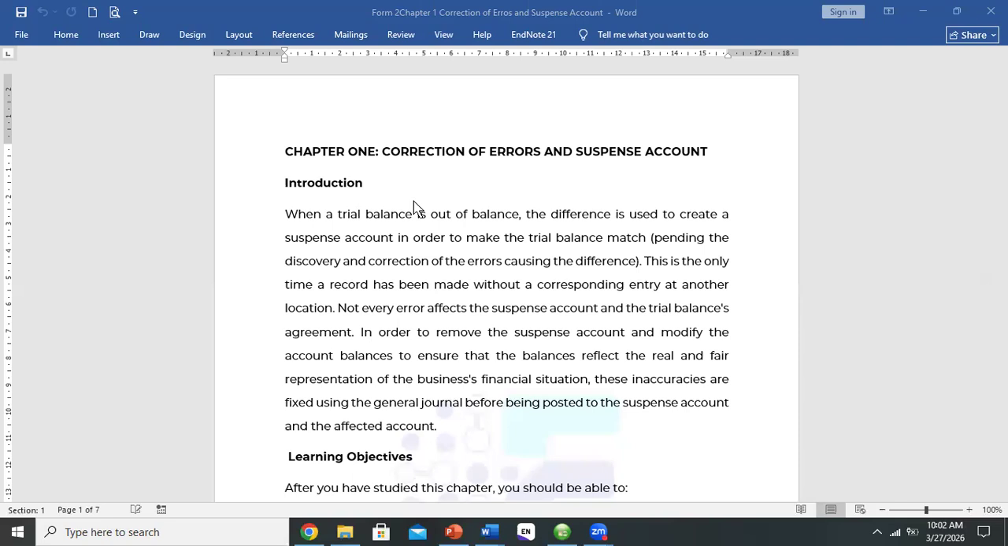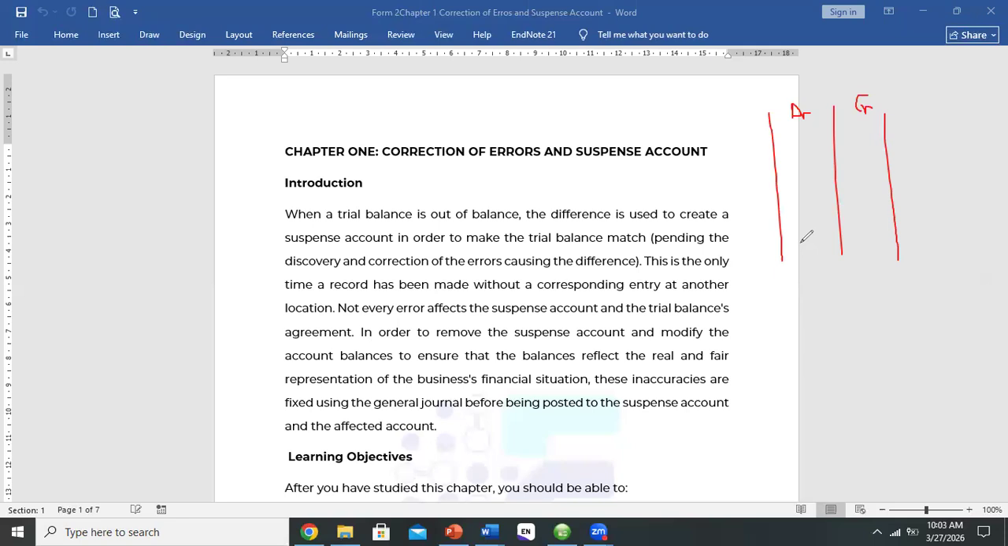So when a trial balance is out of balance, the difference is used to create a suspense account in order to make the trial balance match, pending the discovery and correction of the errors causing the difference. What this point means is that anytime you construct a trial balance and it doesn't agree, for example, let me do a rough trial balance here for us. So let's say you have your trial balance. I believe we are all now comfortable with trial balance, right? Let's say this is your debit column and this is your credit column.